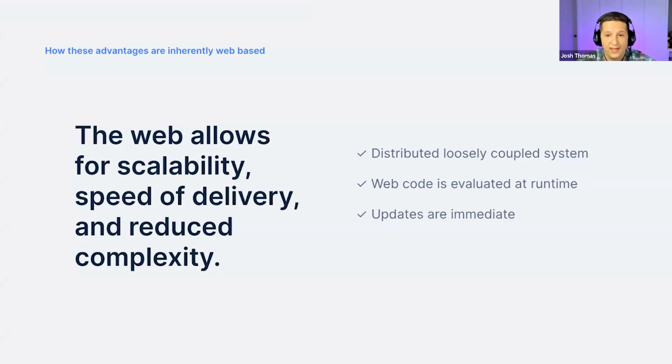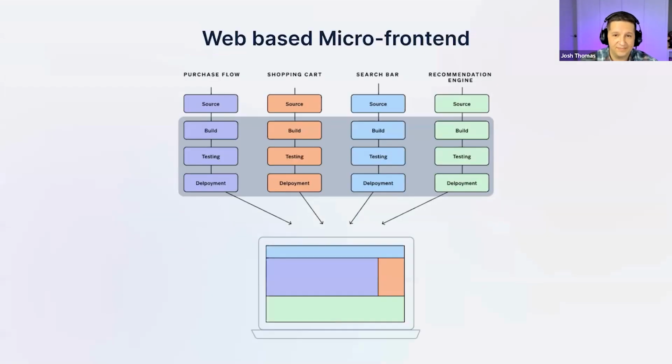Web code is downloaded at the time that it's needed, so there are no updates to your application required. The executed code is always on the latest version, as long as your caching is good. So this is a typical web-based micro frontend.